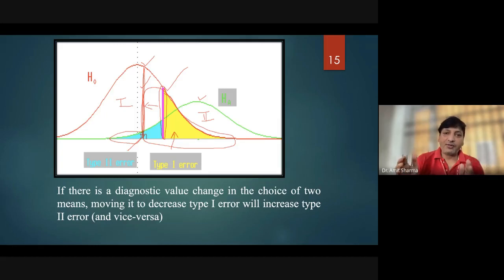But you have to expect both types of error, that it can happen. Might be one will be less, one will be more, but it is sure that both will be there. And as you increase or decrease one type of error, the second is going to deviate.